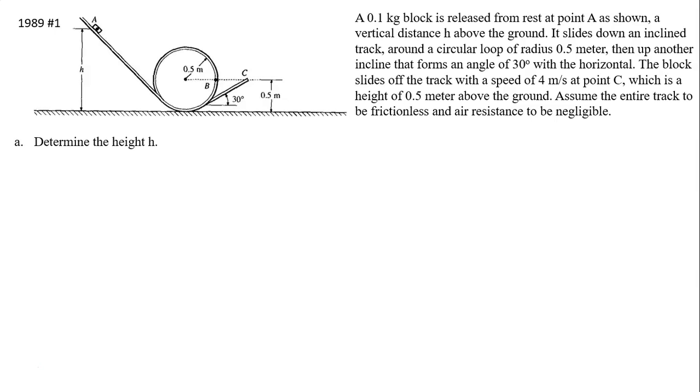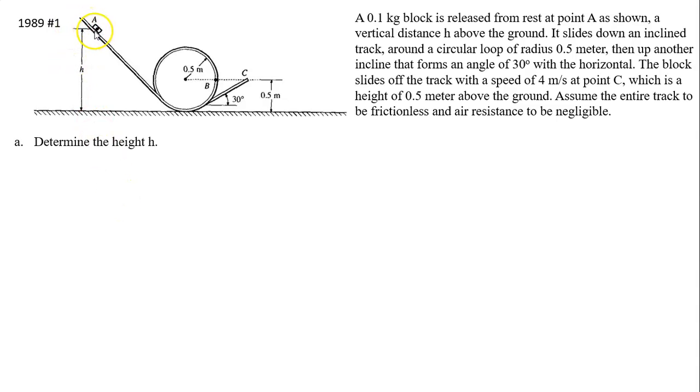Determine the height h. So here is a concept of conservation of energy. Because the track is frictionless, the only force doing work is gravity. The normal force doesn't do any work because it is always perpendicular to the displacement. Since the total energy at A has to be equal to the total energy at C, and we know the height and the speed at C, we know the total energy at C. That's how we can find the total energy at A.